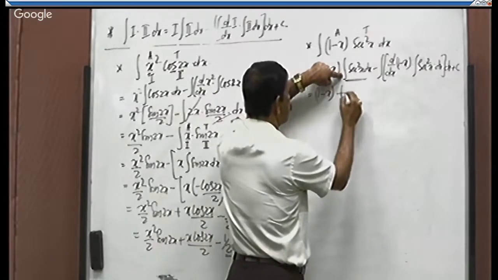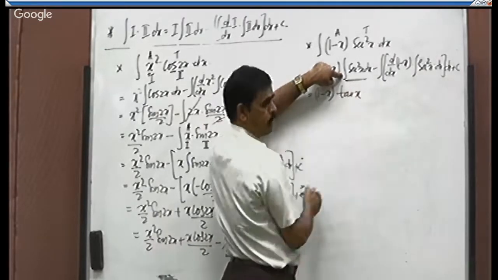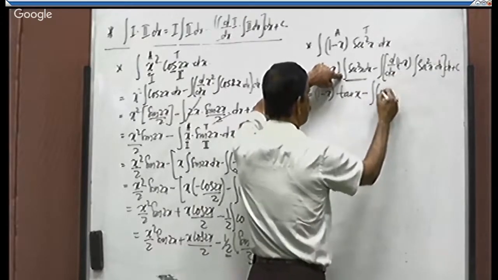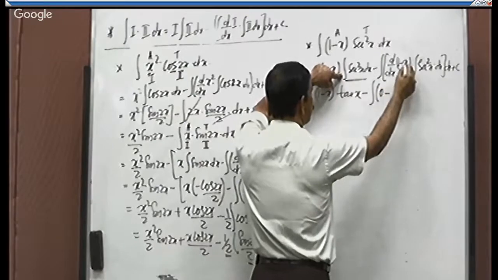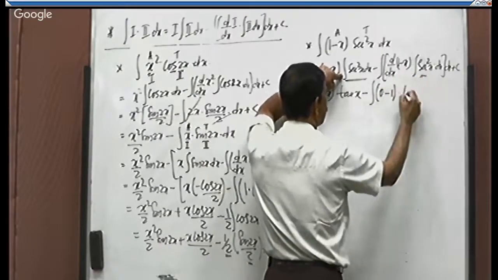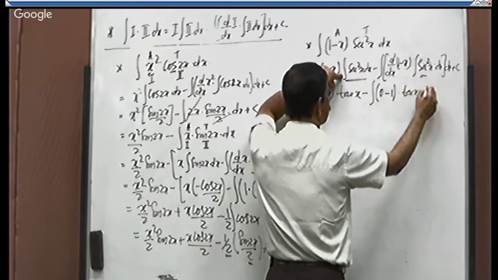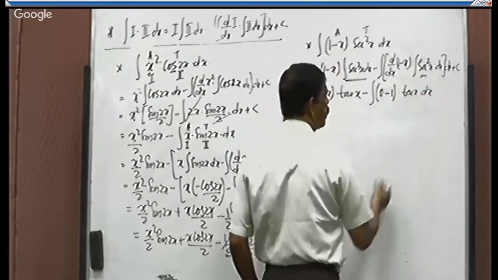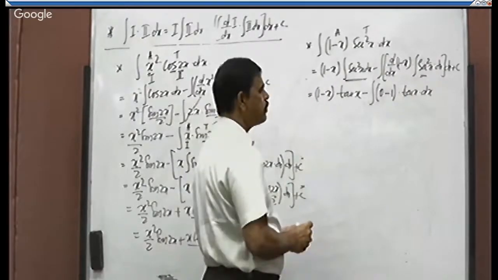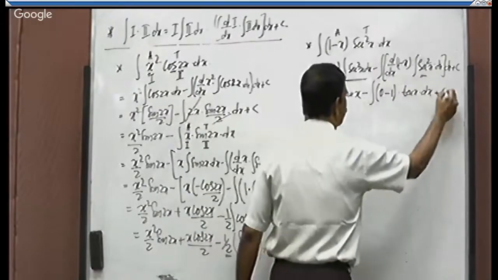Integration of secant square x is what? It is tan x minus the integral of d by dx of 1, which is 0, times the integration of secant square x. Differentiation of minus x is minus 1. Integration of secant square x is tan x, because the derivative of tan x is secant square x, so integration of secant square x is tan x plus c, right?